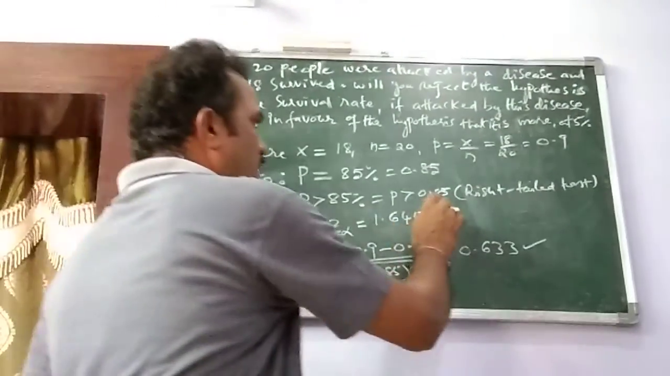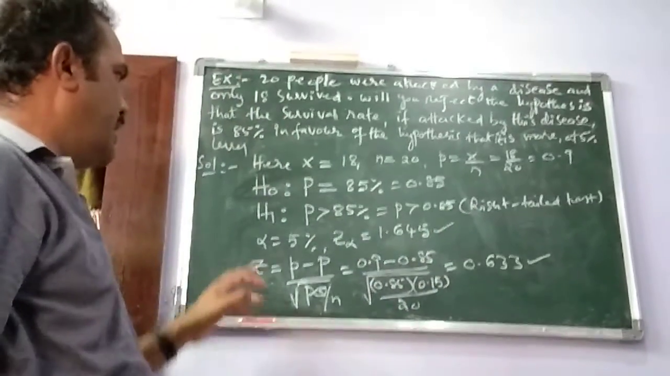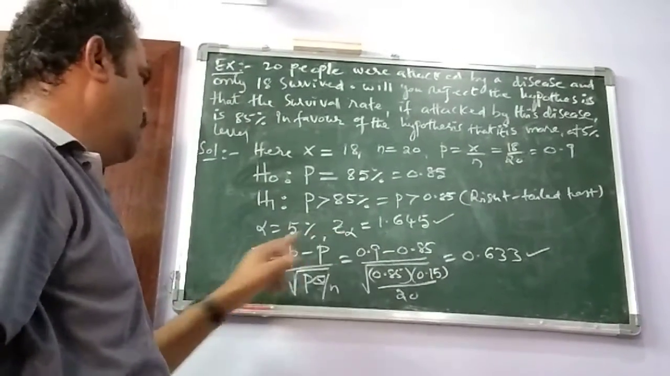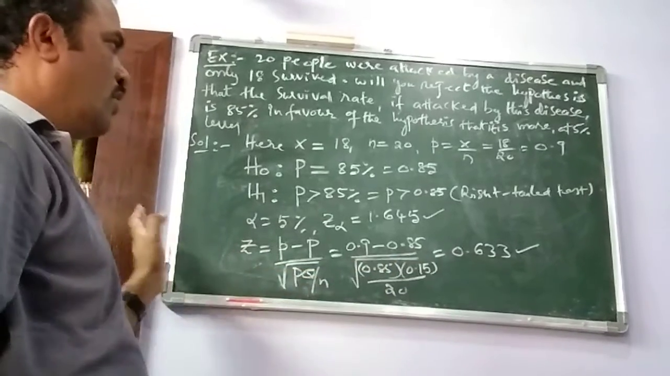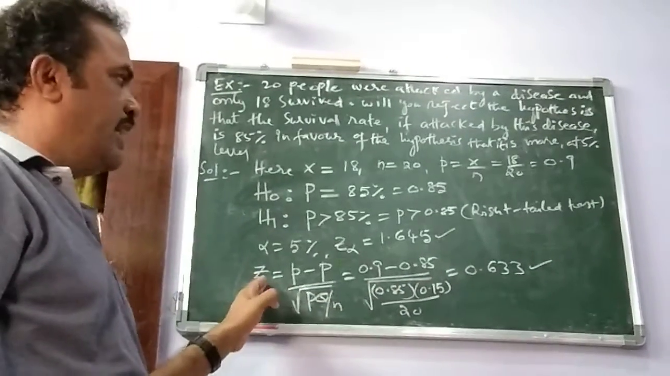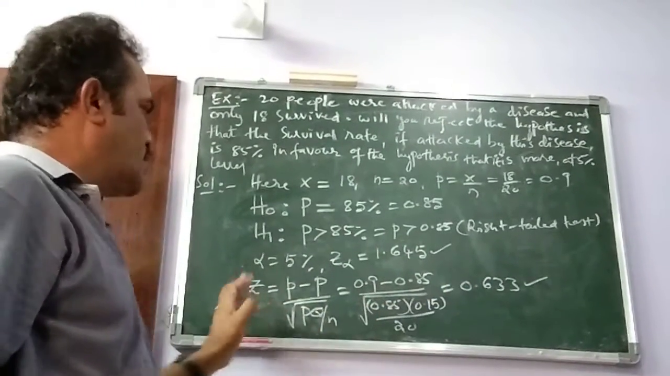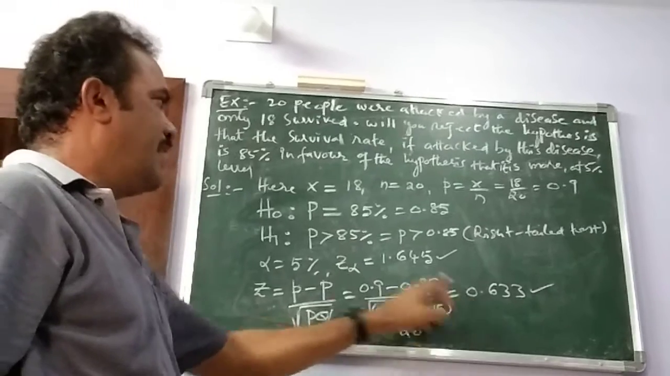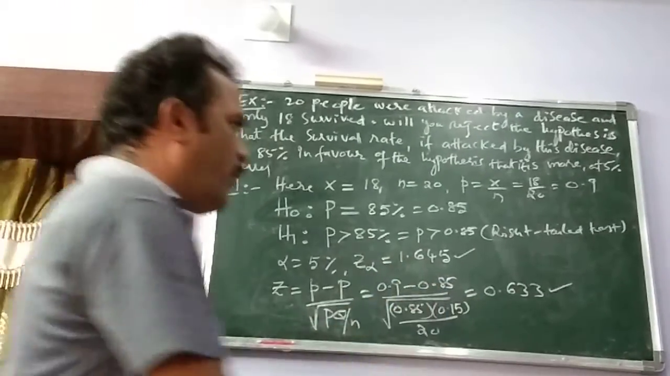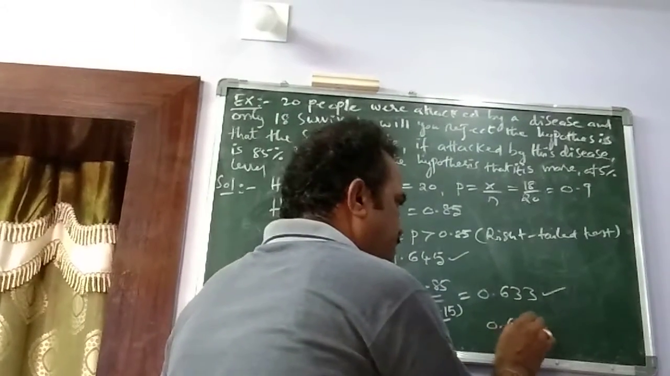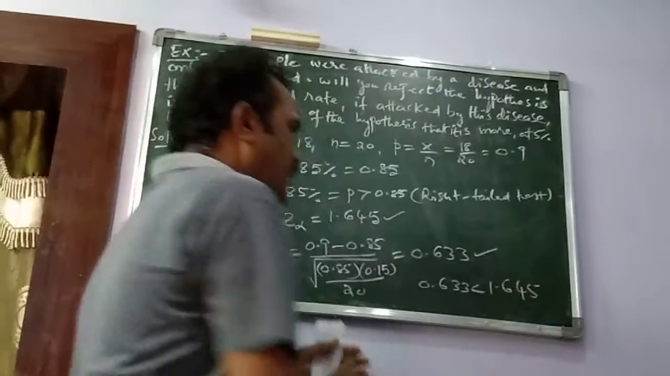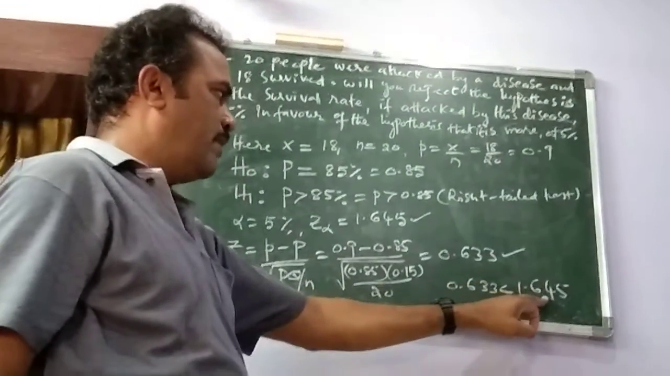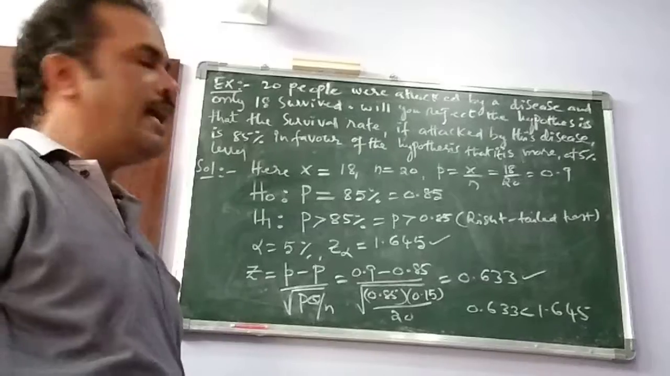So we know the table value of Z. Now we will compare this calculated value to the table value. The calculated value of Z is positive, so there is no need to consider the modulus of Z. Okay. So the calculated value is less than the table value: 0.633 is less than 1.645. Here the calculated value is less than the table value. That means the null hypothesis is accepted.